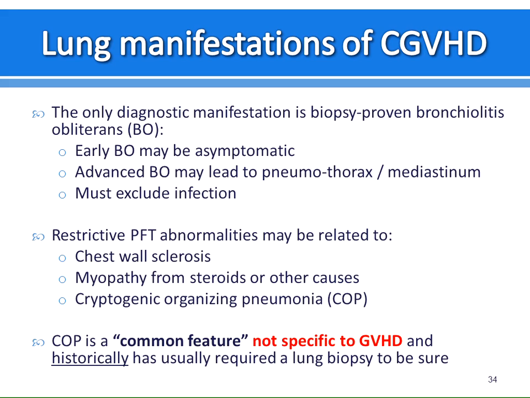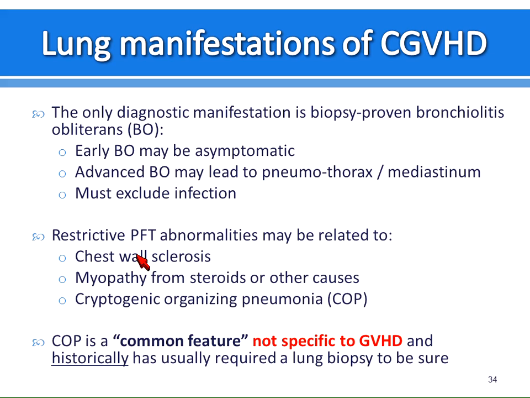So the lung manifestations, the only diagnostic manifestation of chronic GVHD is biopsy-proven bronchiolitis obliterans. Now that may or may not change with the updated recommendations, but right now it's not diagnostic unless you have a biopsy. It's important to remember that early bronchiolitis obliterans may be asymptomatic, and that in advanced cases you can get air leak, pneumothorax or pneumomediastinum. You've got to exclude infection.